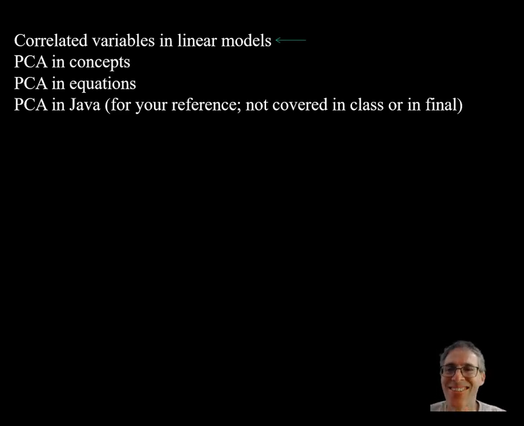So in this lecture, we start to talk about principal component analysis, which is one of the most common and useful techniques that's applied in genomics and in many other areas of science as well. And there are many, many ways you can think of PCA. It's an incredibly flexible and useful technique, but we're going to start to think about it as a way to deal with correlated variables in linear models.